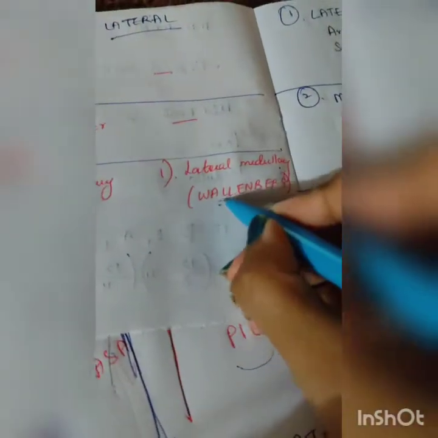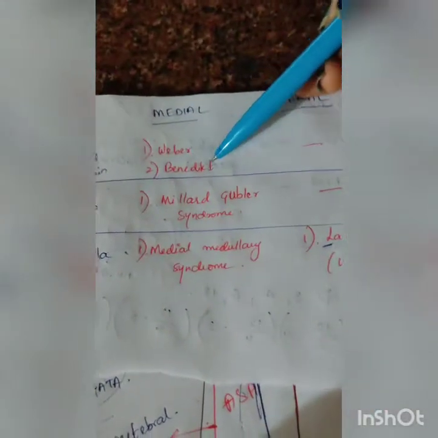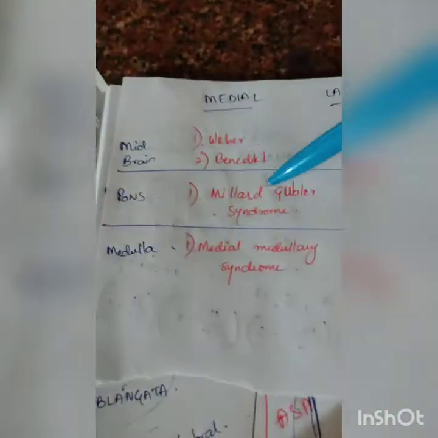And if it is on the lateral side, it is called lateral medullary syndrome. Also called Wallenberg, since there are 2 L's, lateral and medullary. There are so many L's, so you can remember it that way. So what are the 5 things that we have to know? Weber syndrome, Benedict syndrome, Millard-Gubler syndrome, that is on the medial side of the pons, medial medullary syndrome, and lateral medullary syndrome, also called Wallenberg syndrome.